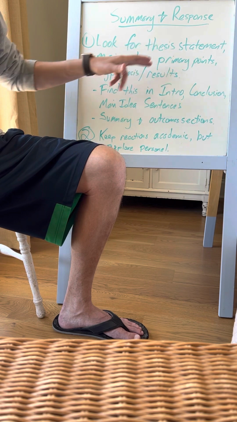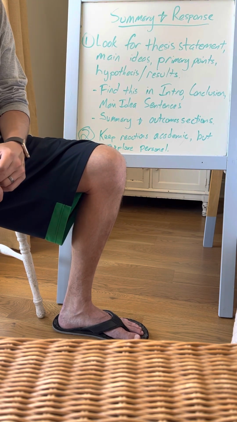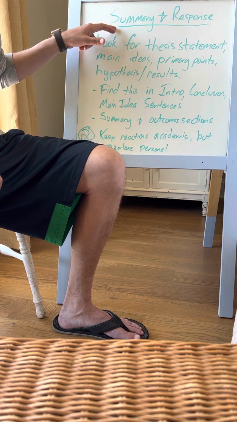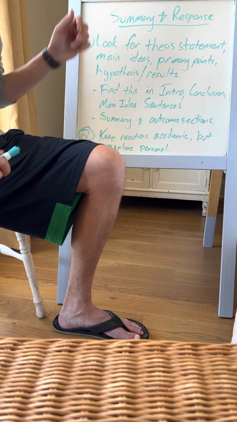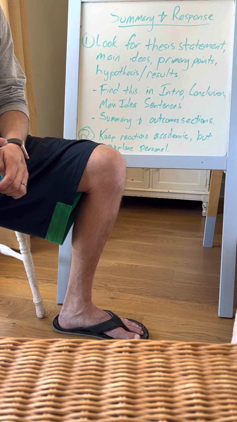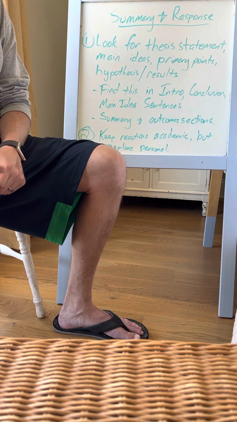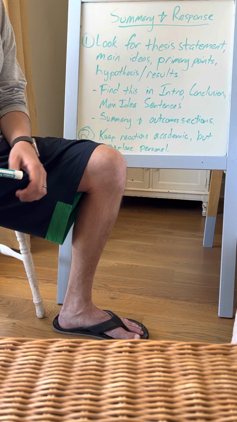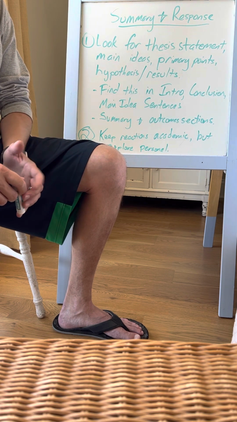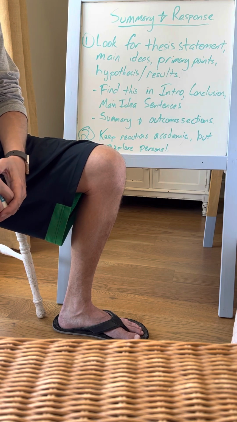So with the thesis statement, the main ideas, and the primary points, those are going to be the things you look to mention in your summary, because they're the most important things that this person was talking about. To somebody who would be reading this paper, those are the things that would be the most important to them. So look for them in individual body paragraphs and in the introduction and the conclusion.